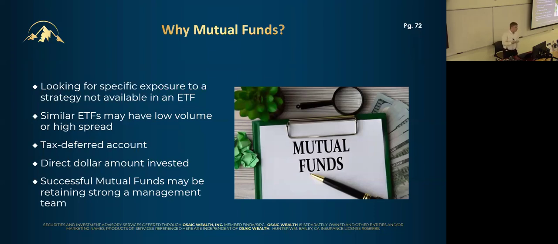So mutual funds would be great in something like a tax-deferred account where we don't care about capital gains distributions. If we're not worried about having a current tax liability because it's deferred until we withdraw the money anyway, mutual funds are great for that. And like I said, you can get that direct dollar amount invested. So if you want to put exactly $10,000 in a mutual fund, you can do that, assuming you're not paying commissions on an A share.